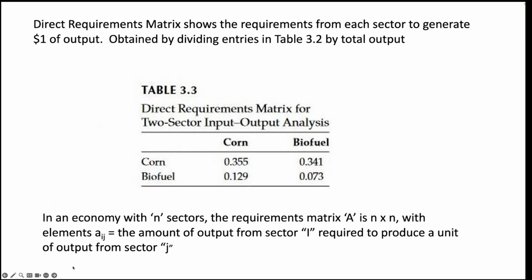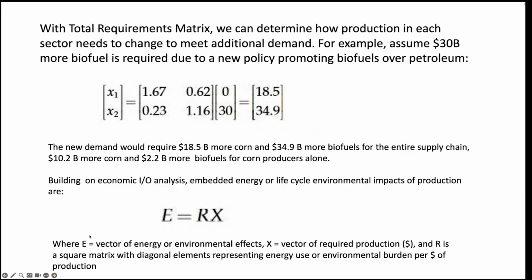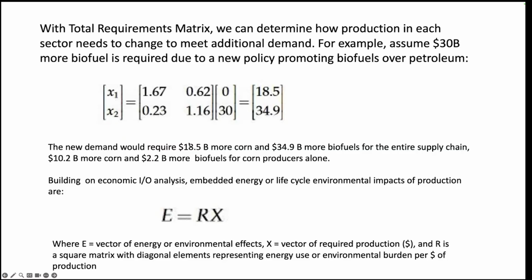So this shows the requirement from each sector to generate $1 worth of output, and you basically divide the entries in there. So it's complicated. Don't worry about it. So with the total requirements matrix, then they can determine how production in each sector needs to change to meet additional demand. For example, if you assume that $30 billion more biofuel is required due to some new policy, then you have to go through it, it's not as easy as you might think. You've got to go through all of these calculations, and you'll find out that new demand would require $18.5 billion more corn, 35 billion more dollars for biofuels for the entire supply chain in order to make that additional demand.